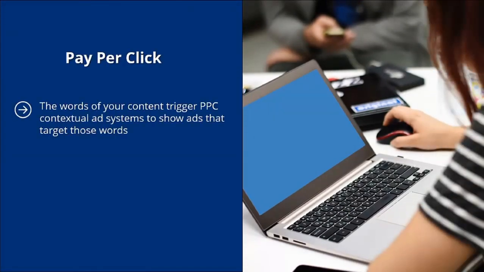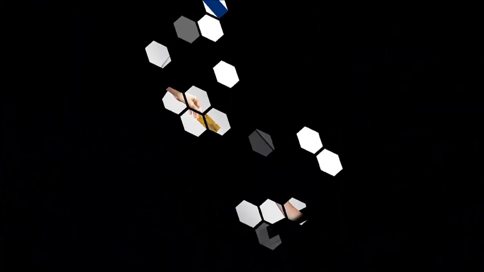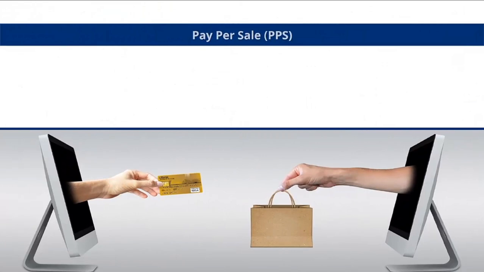Pay-per-click. The words of your content trigger PPC contextual ad systems to show ads that target those words. Native ads are not contextual. Instead, they use pictures that look like article thumbnails. When people click on the native ad, you get paid.